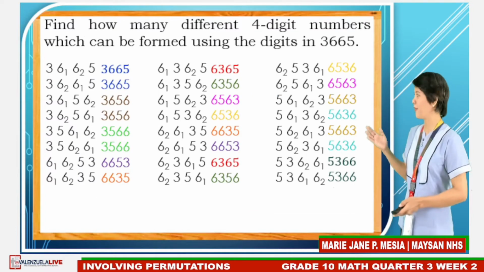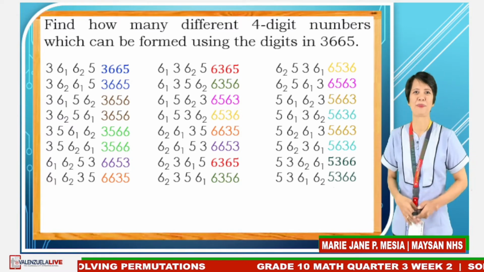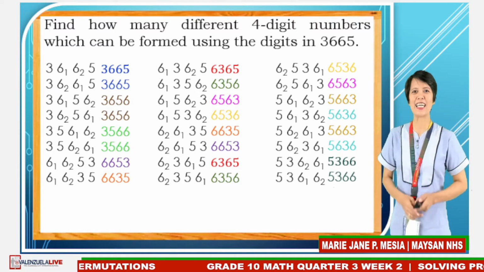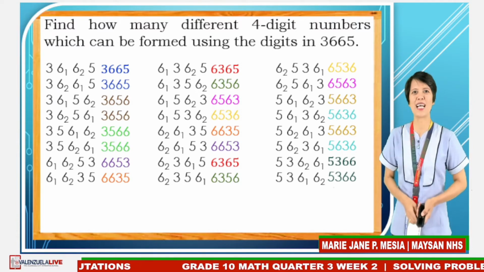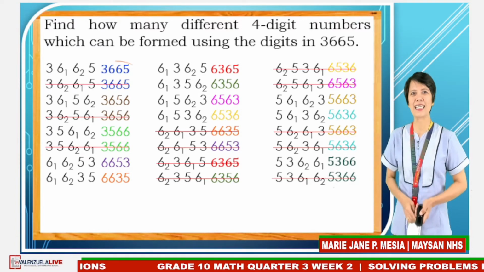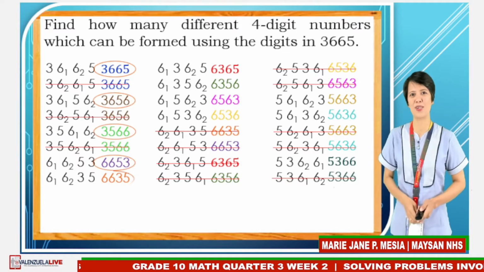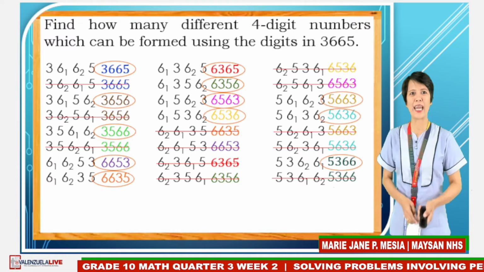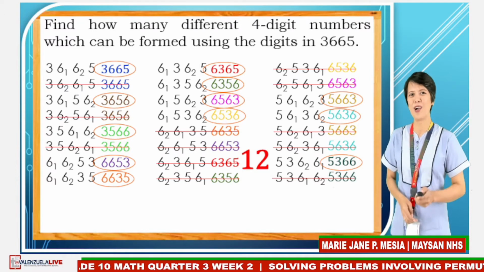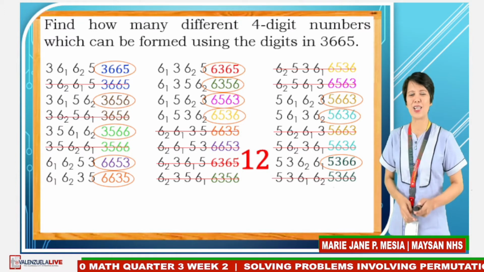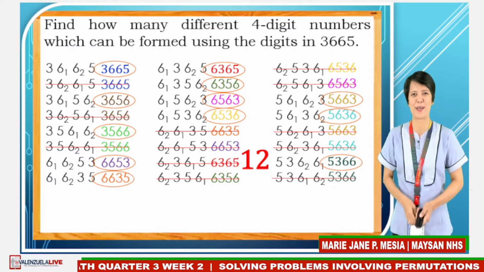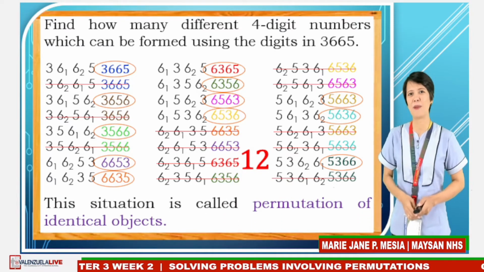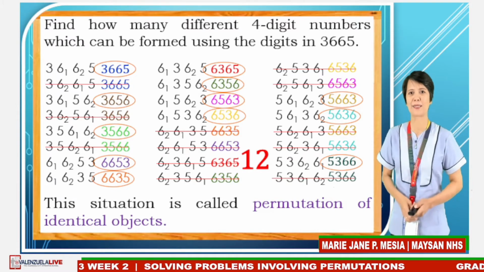So, see on the screen the list. As you can see, we have identical numbers. Cross out the identical numbers, then count the remaining numbers. And it is true that we have only 12 after we form 4-digit numbers using the digits in 3665. This situation is called permutation of identical objects or things.